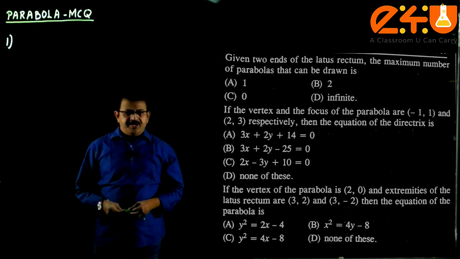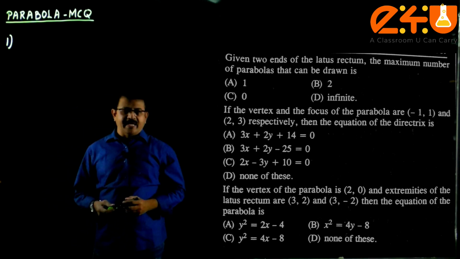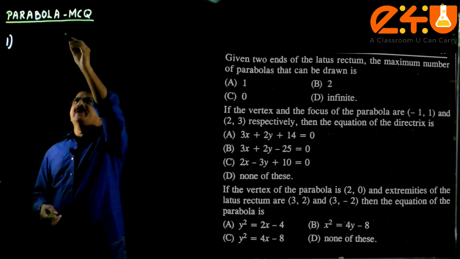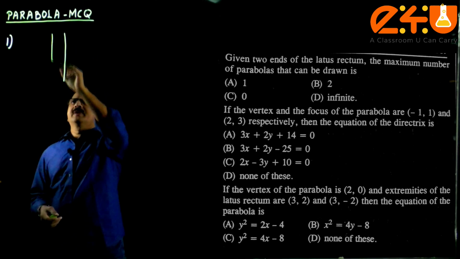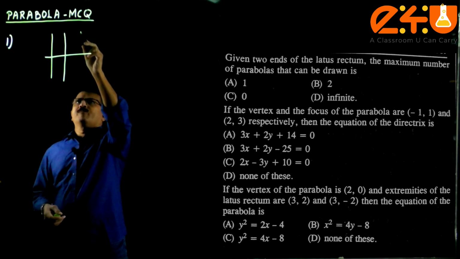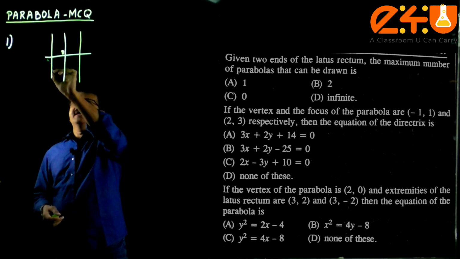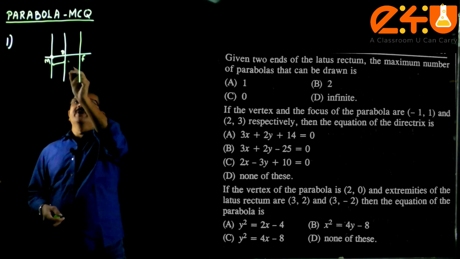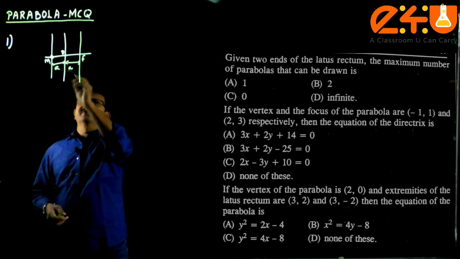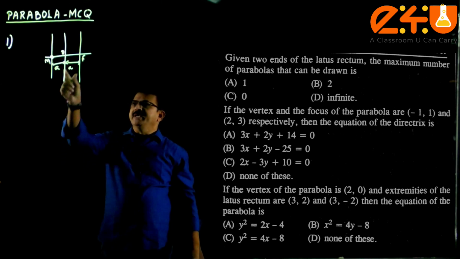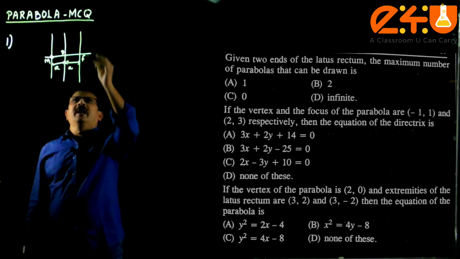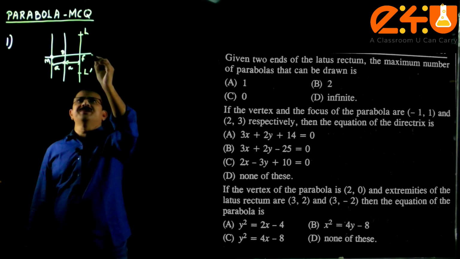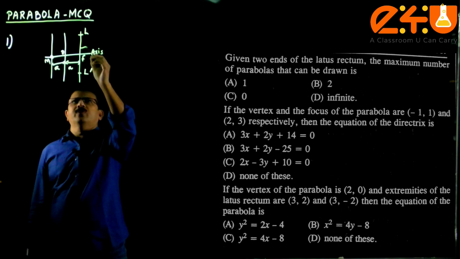Given the two ends of the latus rectum, the maximum number of parabolas that can be drawn. It is a very basic level 1 question. We know the structure. I am just mentioning the vertex, the directrix and focus. So the vertex is always the midpoint between directrix and focus, the distance between each being a units. And you know the latus rectum L L dash is perpendicular to the axis of the parabola, passing through the focus.